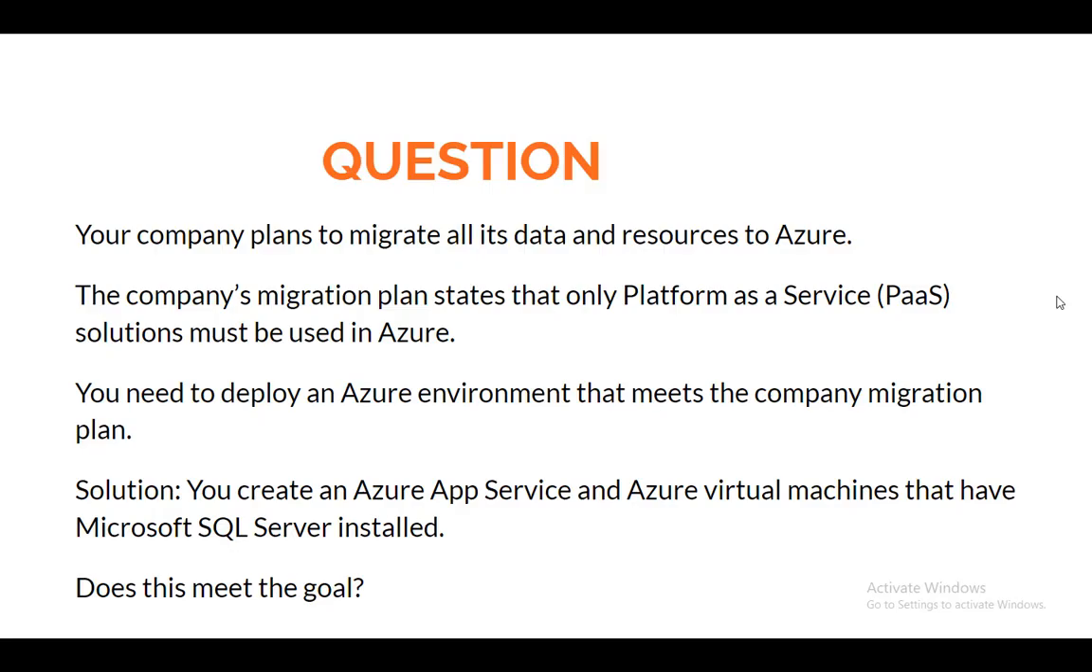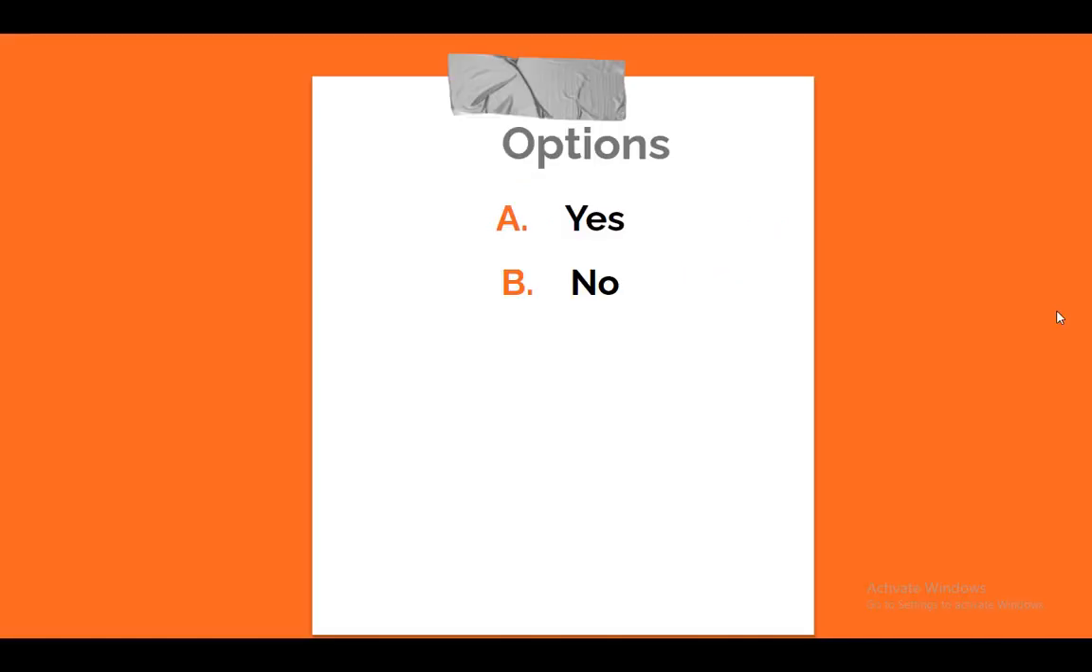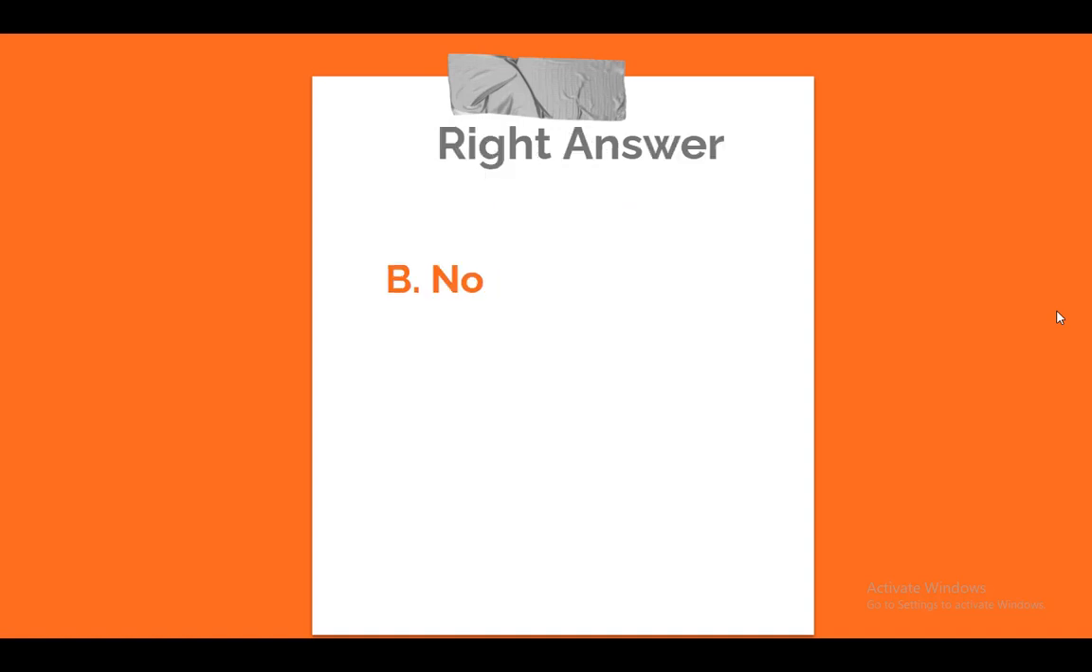Your company plans to migrate all its data and resources to Azure. The company's migration plan states that only platform as a service solutions must be used in Azure. You need to deploy an Azure environment that meets the company migration plan. Solution: you create an Azure App Service and Azure virtual machines that have Microsoft SQL Server installed. Does this meet the goal? Option A, yes. Option B, no. The correct answer is option B, no.